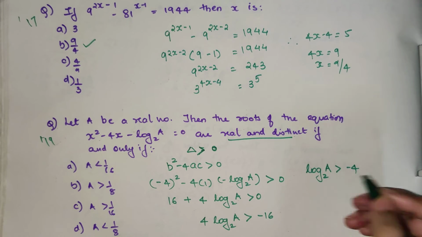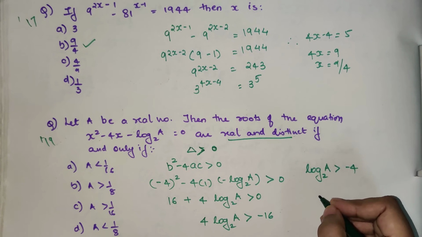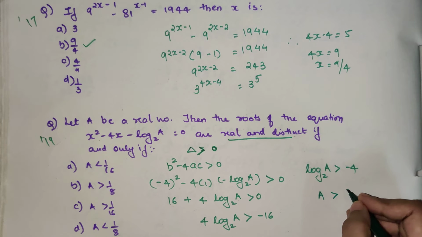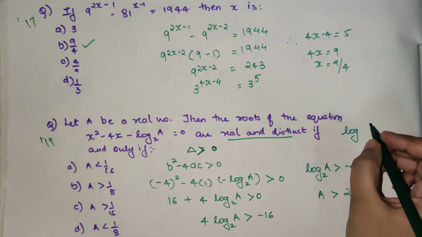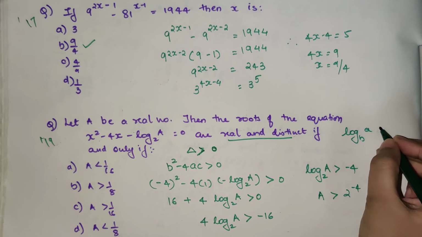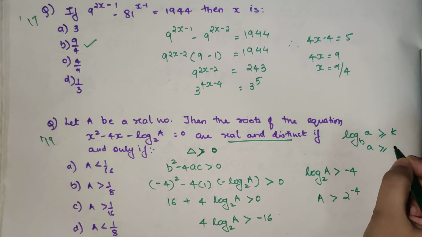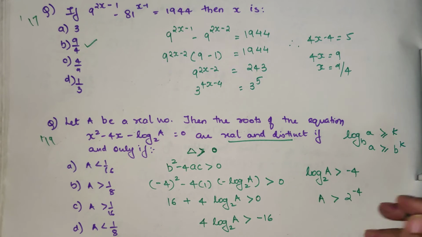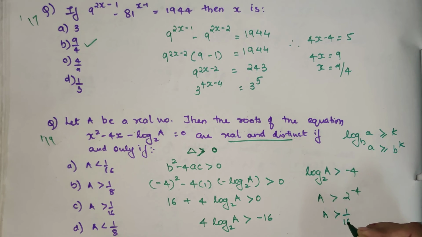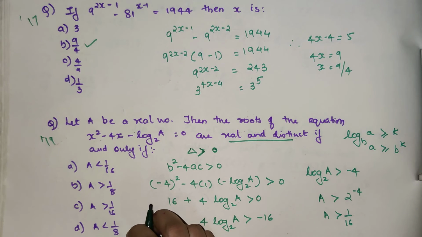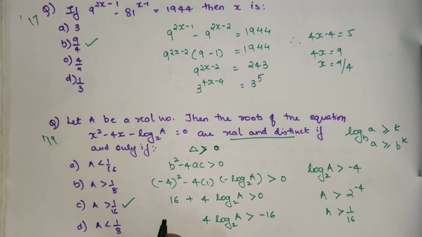Now, we need to find the value of a. Over here I can write a is greater than 2 raised to minus 4, because the law of logarithm says log of a to the base b, if it is greater than or equal to k, we can say a is greater than or equal to b raised to k. So now over here this is nothing but greater than 1 upon 16. So my answer is that option C is my correct answer.